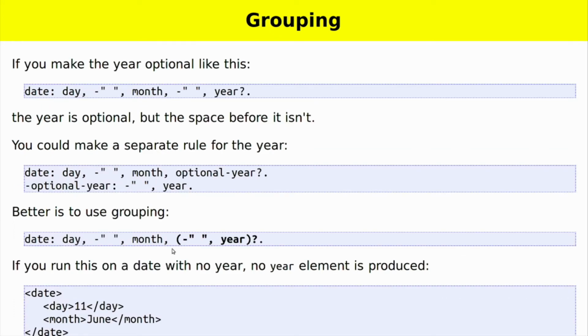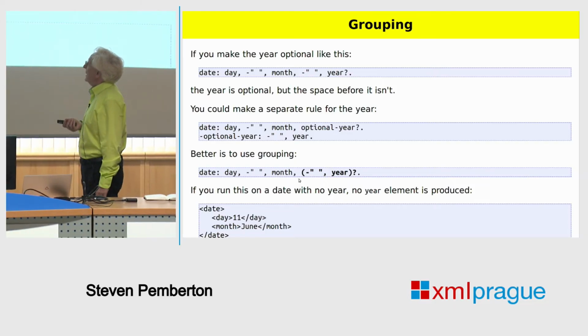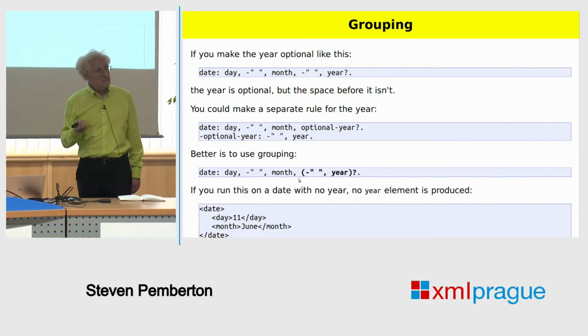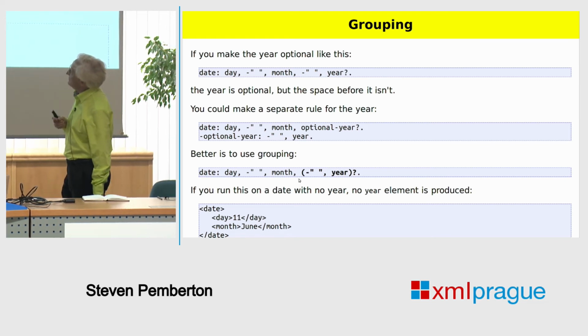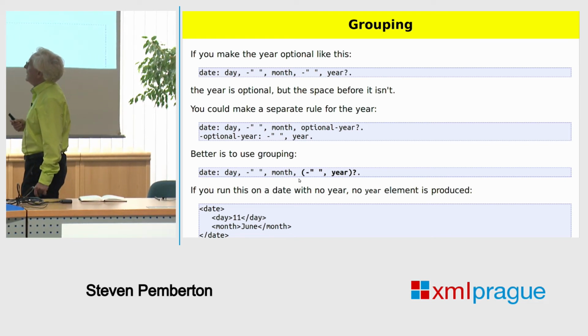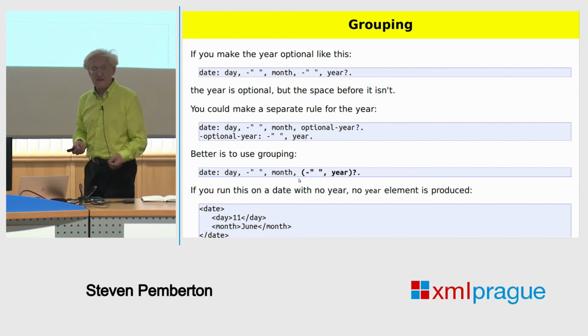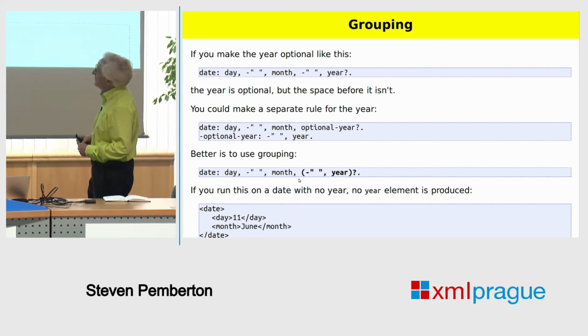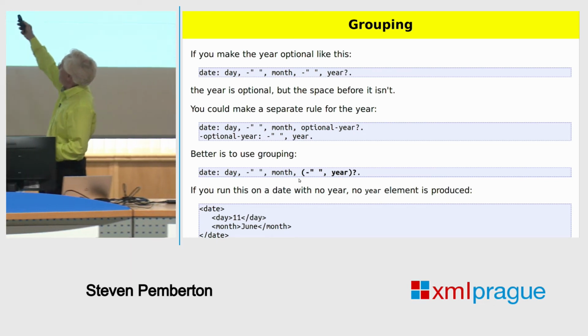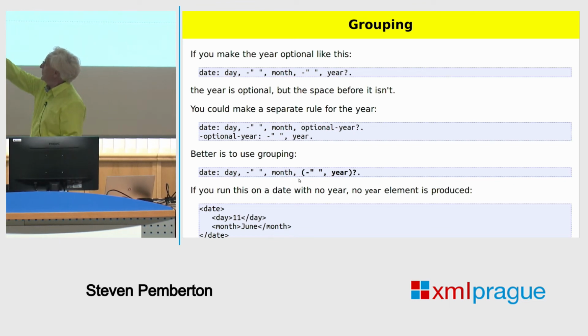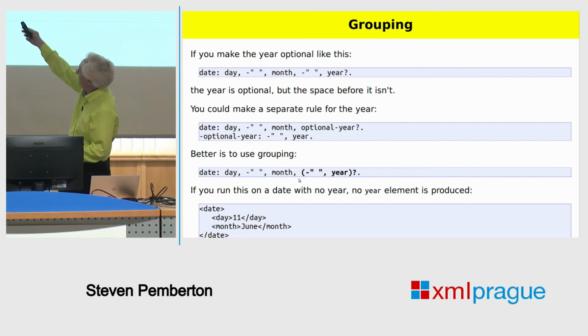So if you did try to make the year optional by putting a question mark after it, then the year will indeed be optional, but not the space before it. So you would have to have the space there even if the year wasn't there. Well, we can fix that by making an optional year with a question mark after it, where the optional year consists of the space and the year.